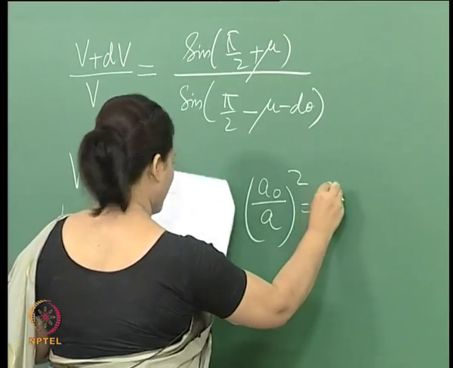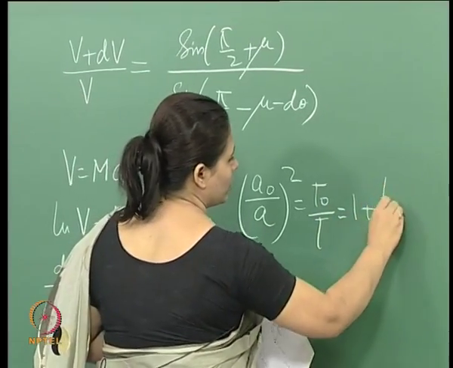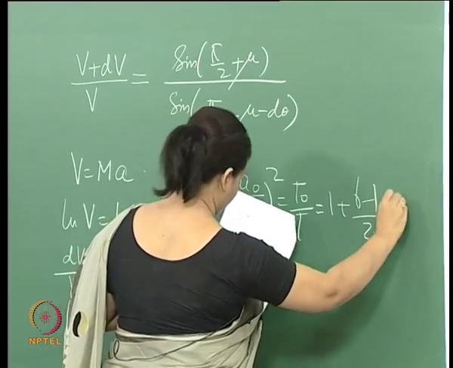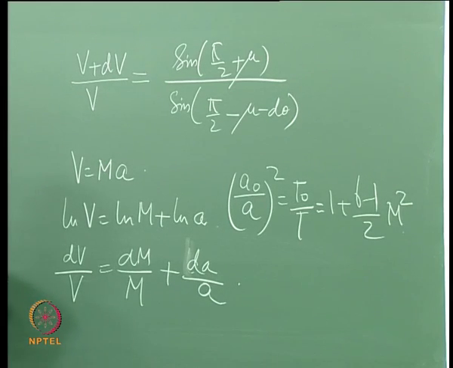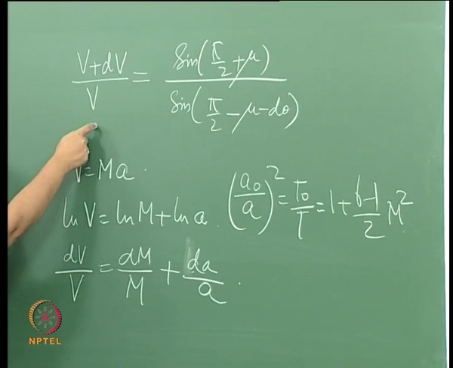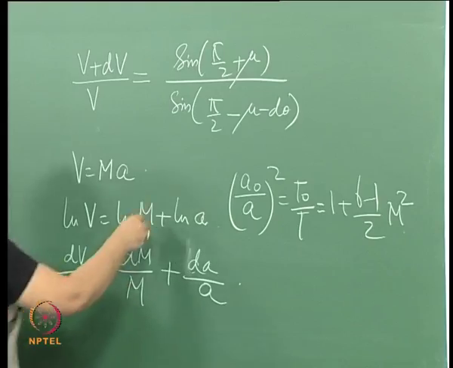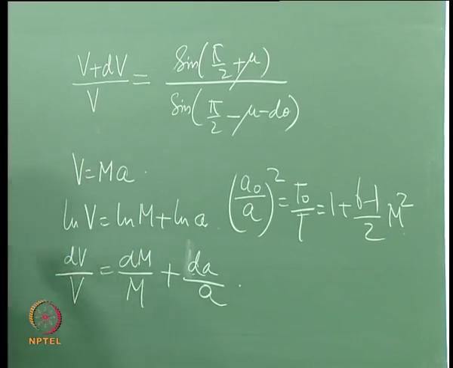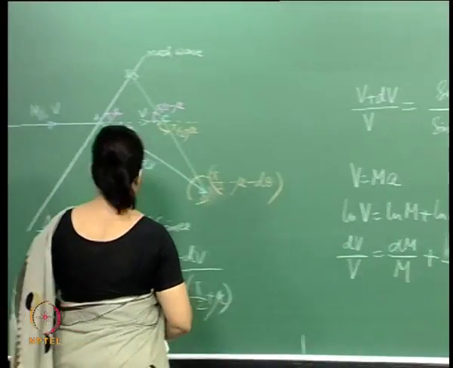These are relations which we've been doing so far, so hopefully you can recall. So, gamma minus 1 by 2 M square. Essentially what I am saying is that we get this relationship. Now, if I were to expand this equation, then I will be able to write it like so.